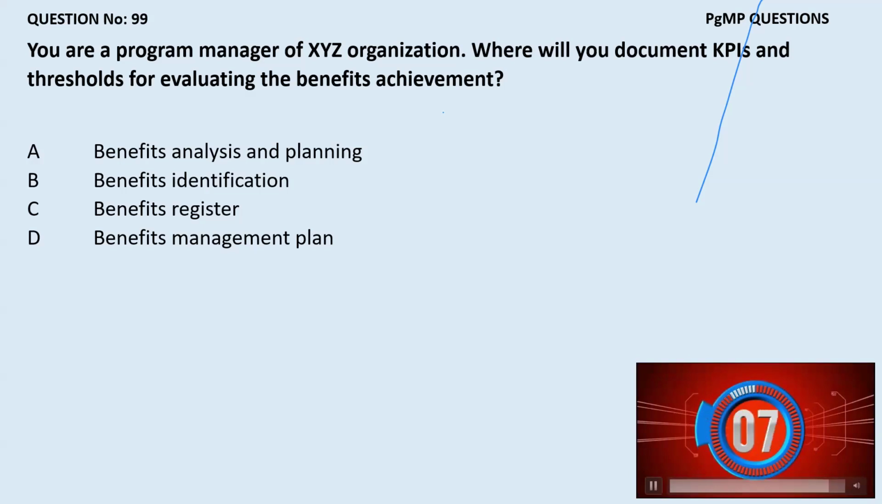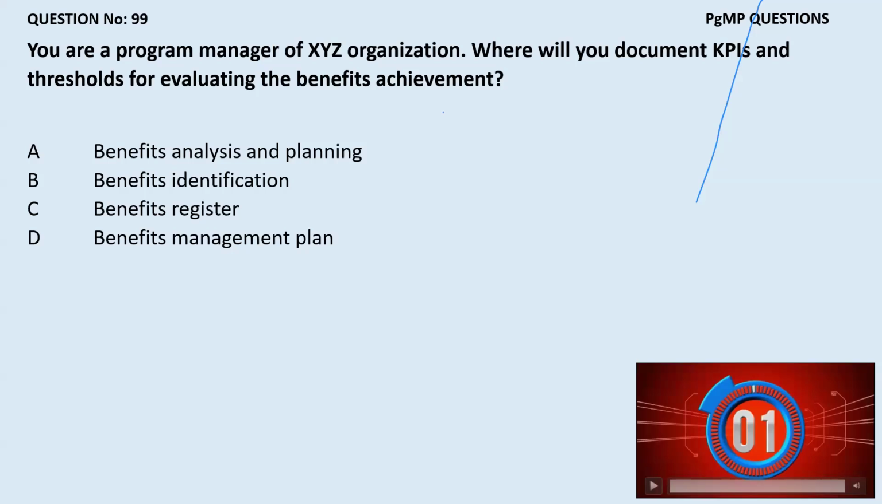You are a program manager of XYZ. Where will you document the KPIs and thresholds for evaluating the benefits achievement? I am asking directly, I need a document here. Benefit identification is gone because that is the phase I discussed before. Mr. Abnit, no, it cannot be identification. It has to be this.